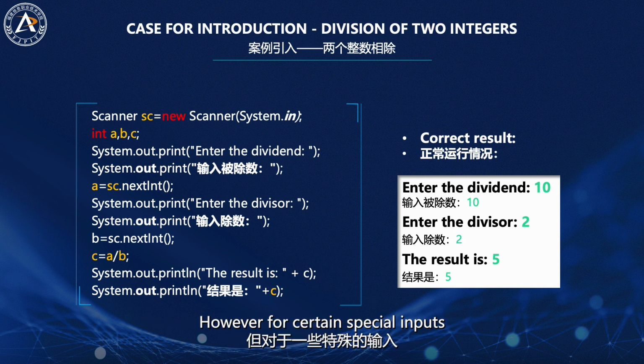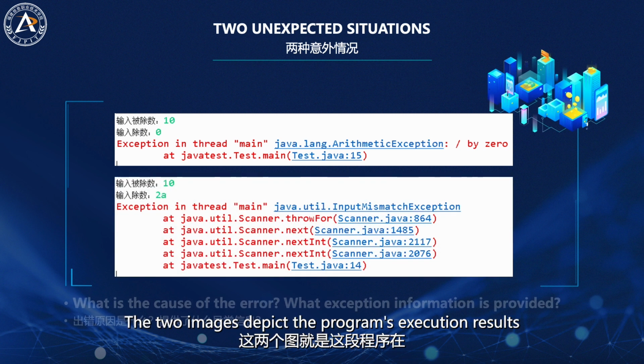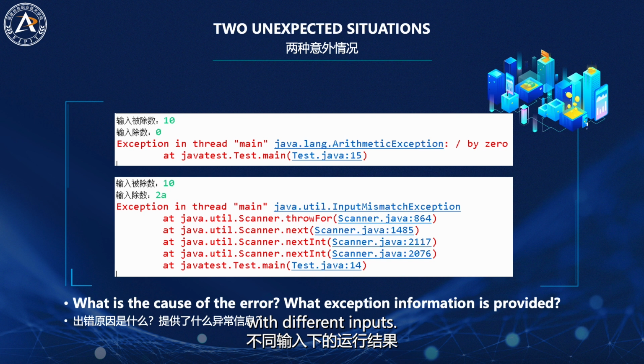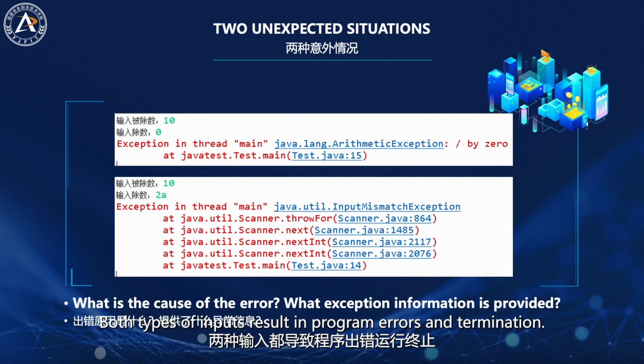However, for certain special inputs, the program will encounter exceptions. The two images depict the program's execution results with different inputs. In the first image, an exception occurs due to division by 0. In the second image, an exception occurs because the divisor contains letters. Both types of inputs result in program errors and termination.